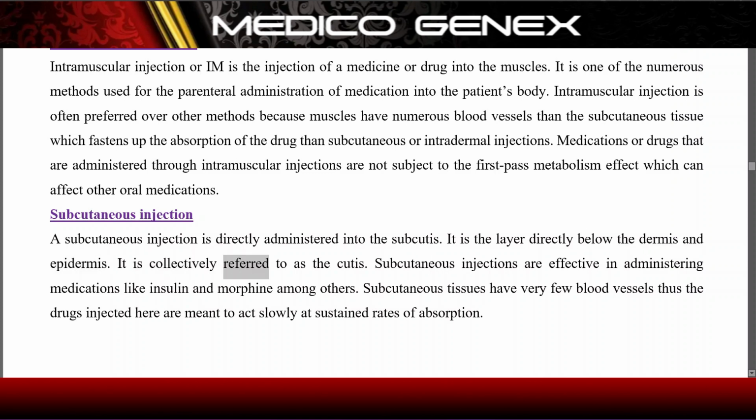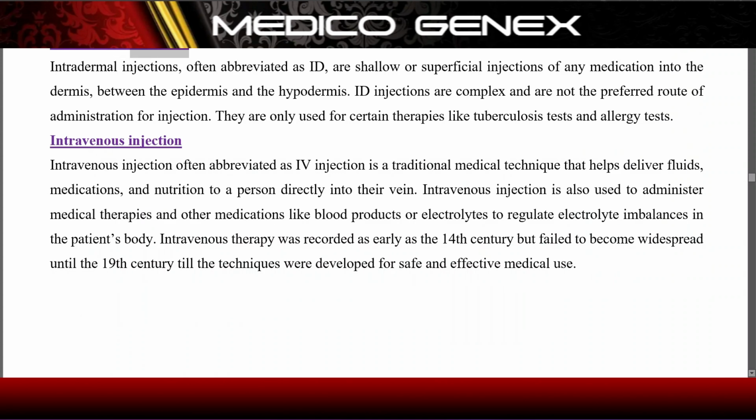It is collectively referred to as the cutis. Subcutaneous injections are effective in administering medications like insulin and morphine, among others. Subcutaneous tissues have very few blood vessels, thus the drugs injected here are meant to act slowly at sustained rates of absorption.